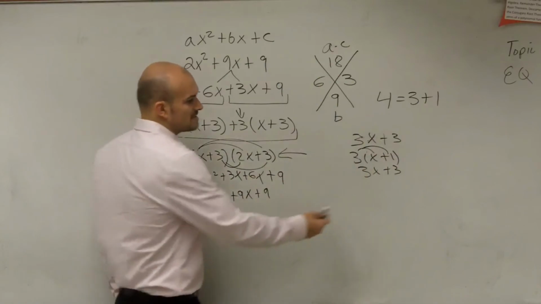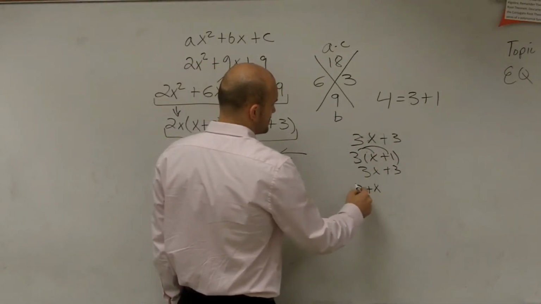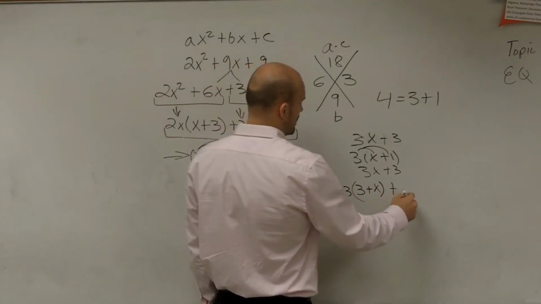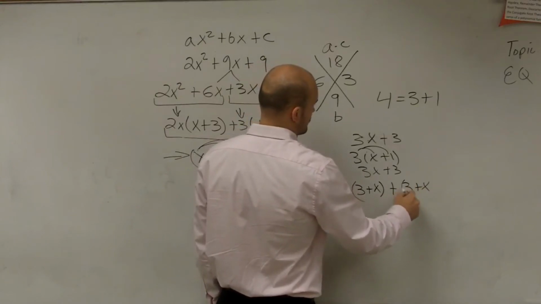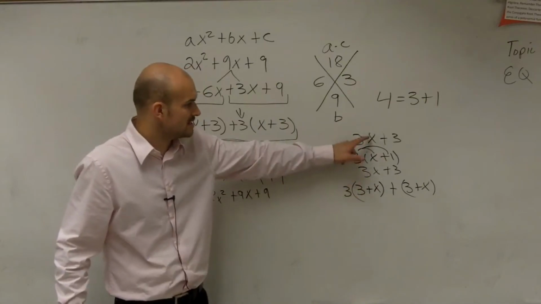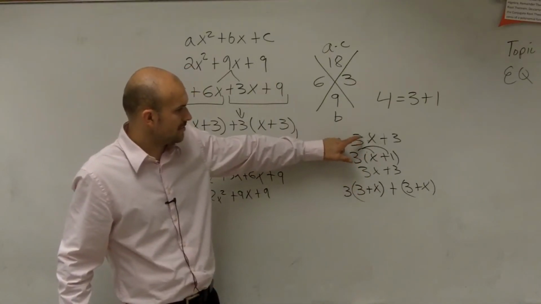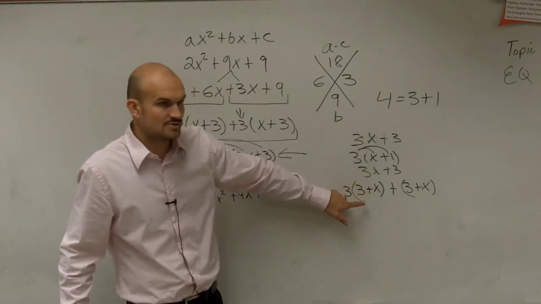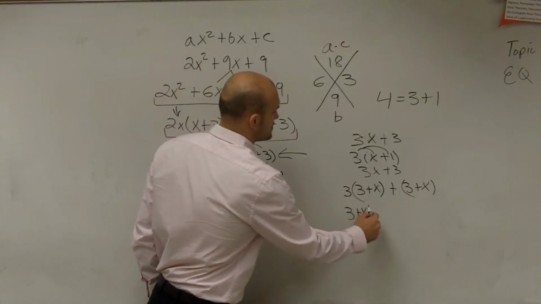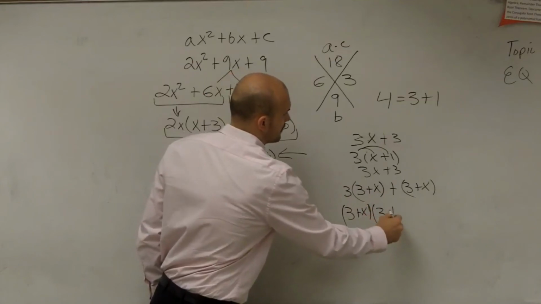All right? So it's the same thing if it was like this. 3 plus x times 3 plus 3 plus x. What can you factor out now? Instead of factoring out a 3, what do both these terms share? They share a 3 plus x. So when you factor out a 3 plus x, you're left with a 3 and a 1.